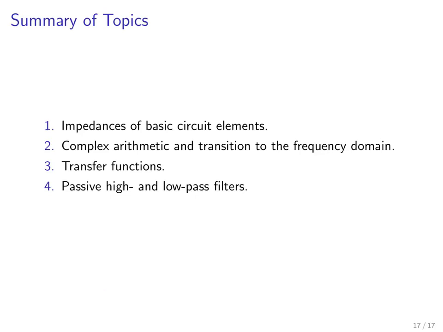Okay, so that concludes this lecture. Here we talked about the following 4 topics. We talked about the impedance representations of basic circuit elements. Resistors have an impedance just equal to their resistance, R. Capacitors have impedance 1 over j omega C, and inductors have impedance j omega L. In the capacitor and inductor impedances, j is the square root of minus 1, and omega is the temporal frequency of the signal. And C or L is the capacitance in farads, or the inductance in henries.